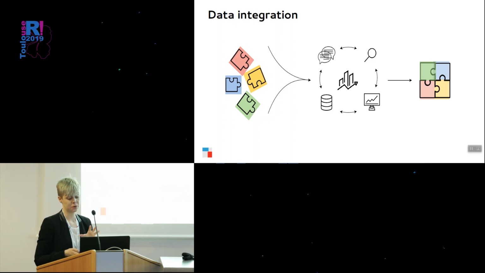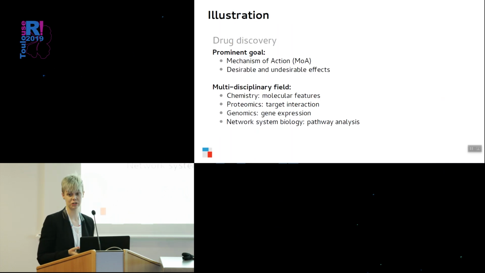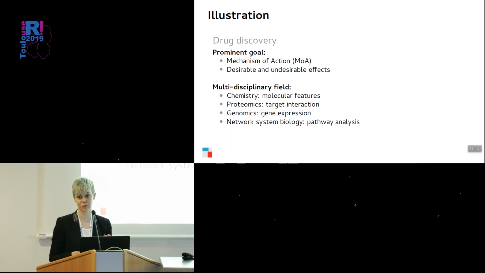Now, an illustration of a project with multiple pieces or multiple data sets can be found in drug discovery. Here, one of the most prominent goals is to try to discover the mechanism of action of the compound. We would like to know how the compound is behaving inside the cells, and by this we would not only like to know the desirable effects, but also the undesirable effects. And it's actually a multidisciplinary field.